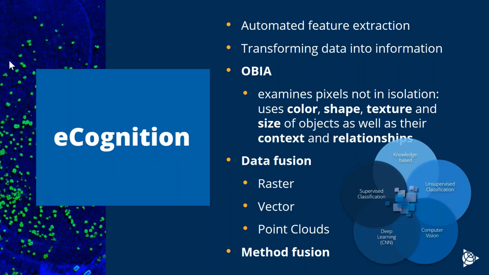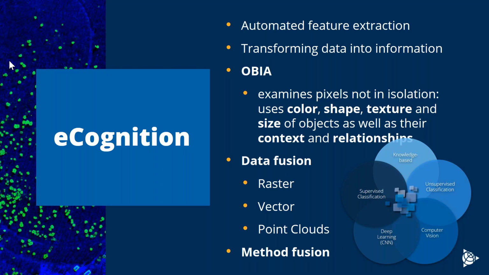Okay, first of all, eCognition. So what is eCognition? It's a tool for automated feature extraction, and the idea is to transform data into information. And you can do change detection, object detection, information extraction, all that stuff. And I would say the main three unique features of eCognition are OBIA, which stands for object-based image analysis, then data fusion and method fusion.